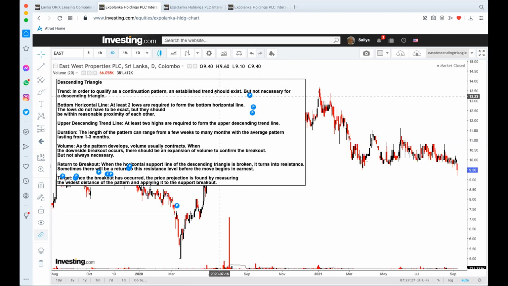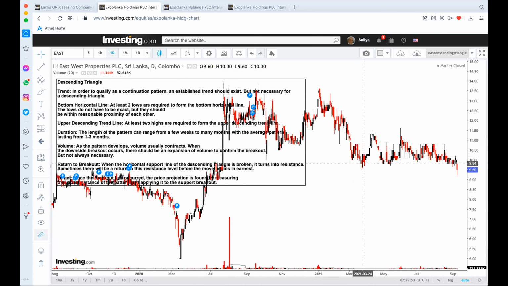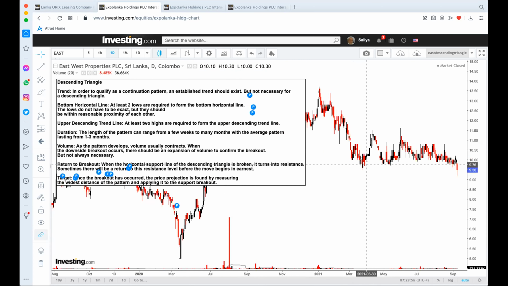There are two lines, the support and the resistance line. But in the case of the descending triangle, as you can see here, the bottom horizontal line must have at least two lows required to form it, right? So in this instance, what I'm going to use will be this level, this area that's around 970, right? Then I'm going to draw a horizontal line at 970.